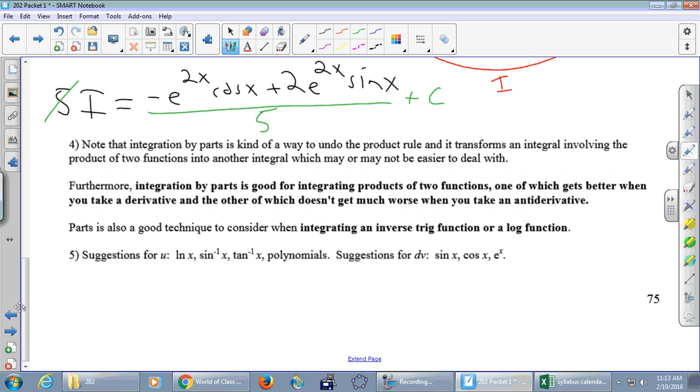Parts is also a good technique to consider when integrating an inverse trig function, like inverse cosine, or a log function. We did ln of x together in this demo. Just a couple of general suggestions for you. You could let u equal ln of x, or inverse sine, or inverse tan, or polynomials, all of which get a little bit different or better when you take a derivative. Suggestions for dv: you're looking for things that don't get much worse when you take antiderivatives. Sine and cosine don't get any worse when you take an antiderivative. E to the x certainly doesn't get any worse when you take an antiderivative.